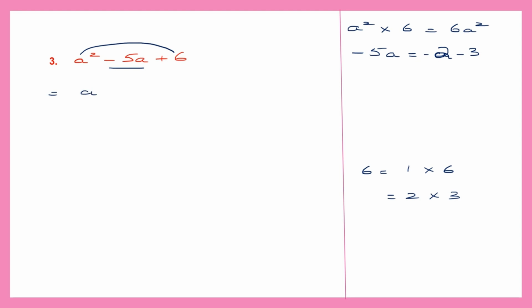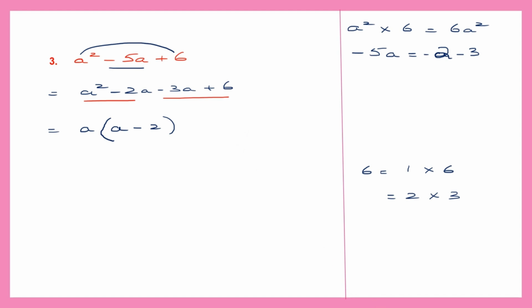So this will be a square minus 2a minus 3a plus 6. Now the next step is grouping. So we group this. Then the next step is taking out the common factor. Take out the common factor, write what is left inside. I have 1a left and minus 2. So now I have a minus 2, which I need to get here also.